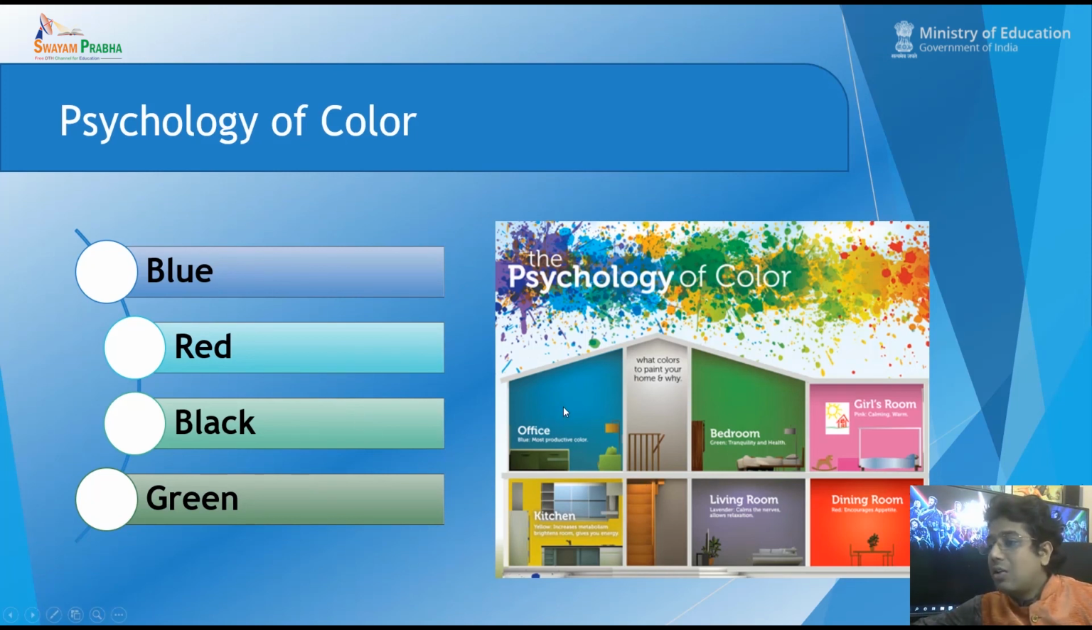Here you can check the images. Here I have represented the office, which by default is usually a blue color, the kitchen a light yellow color, the bedroom a green color, and a girl's room usually a pink color. These are some of the psychological elements whenever you are doing any designing or any layout. These colors help you define the psychology of color, right?